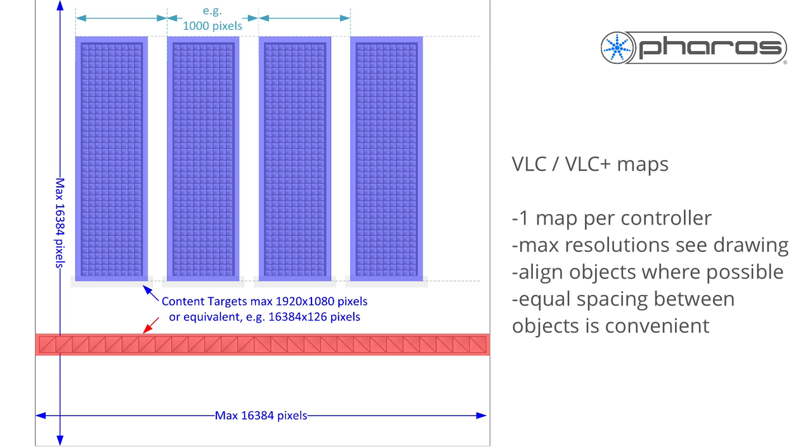VLC maps can be up to over 16 by 16,000 pixels. Every element in a fixture has the size of a pixel. VLC content targets are limited to the HD equivalent of pixels, in any ratio, as shown in the two examples. If you plan on setting up multiple facades in a single map, then having a rounded number of spacing between them is convenient.